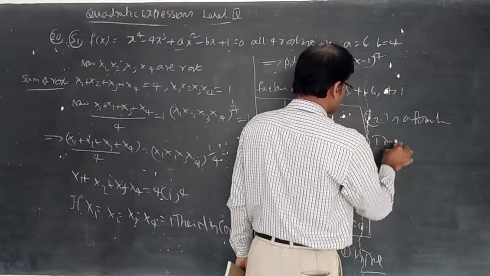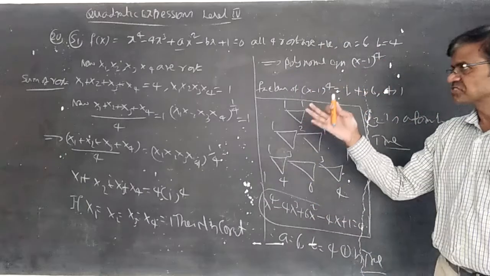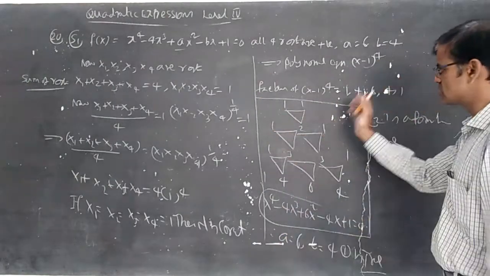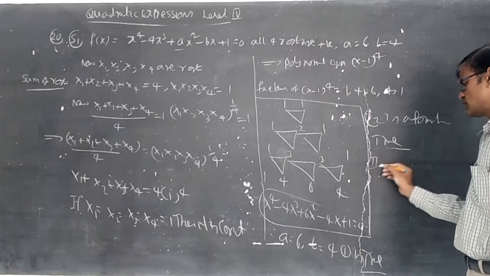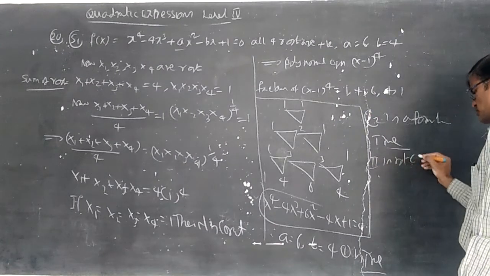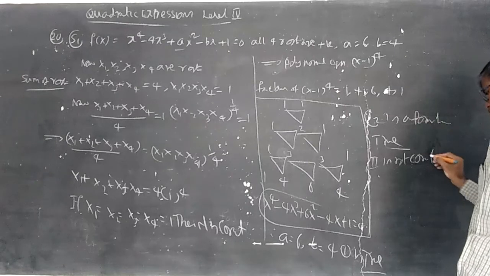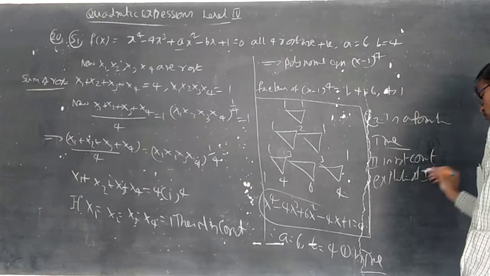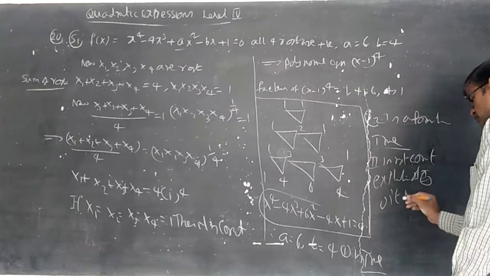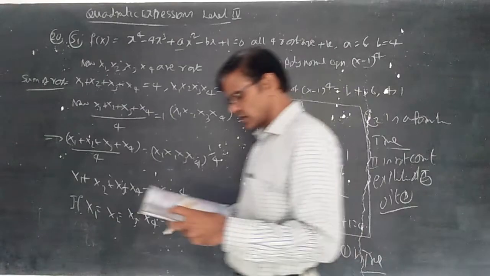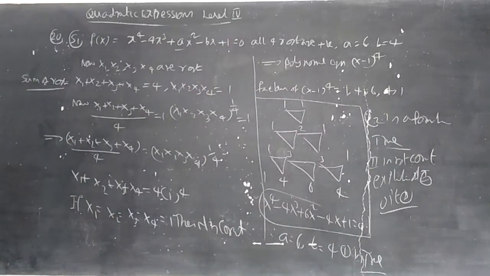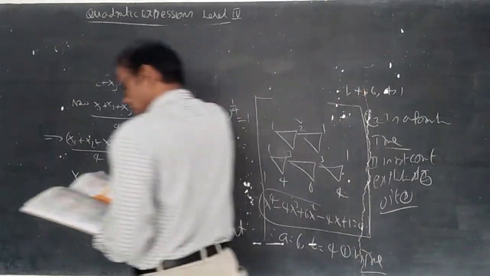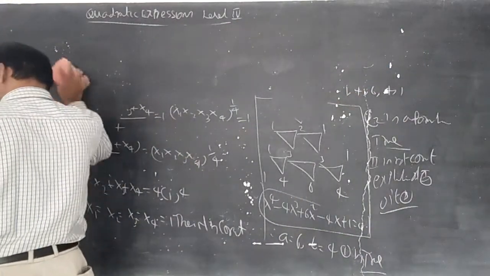S2 is a formula that is true, but there is no reason. It is separate. So 2 is not the correct explanation of 1. So here option B. Because the assertion, statement 1, is okay, statement 2 is okay, but statement 2 is not at all the correct explanation of statement 1. So option B for the 20th question.